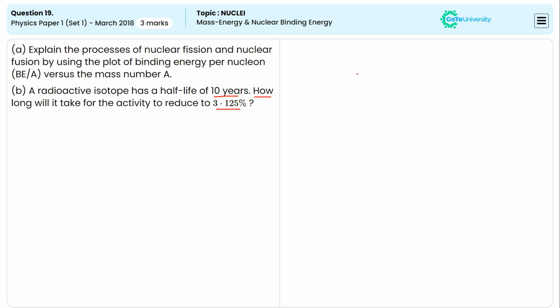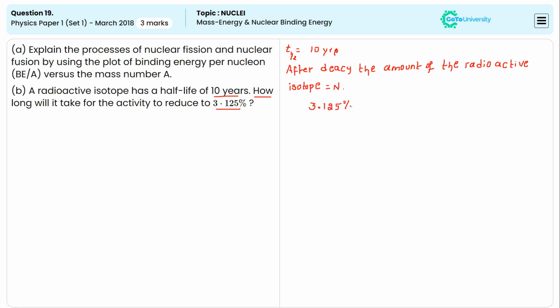Okay, so they are given t half, the half-life, equal to 10 years. Okay, and after decay, the amount of the radioactive isotope is equal to N. Then 3.125% of N0 remains after the decay. 3.125% of N0 will remain after the decay.